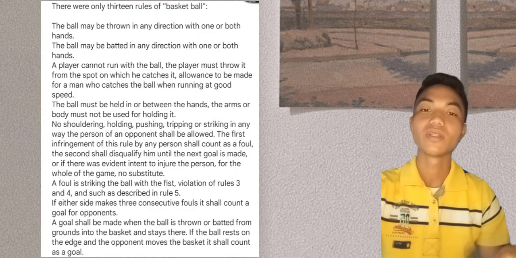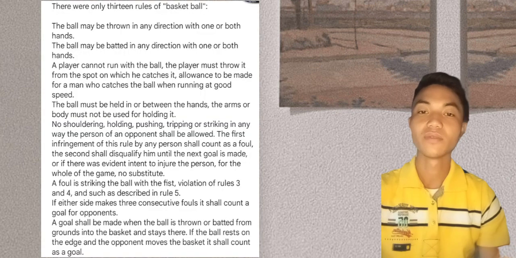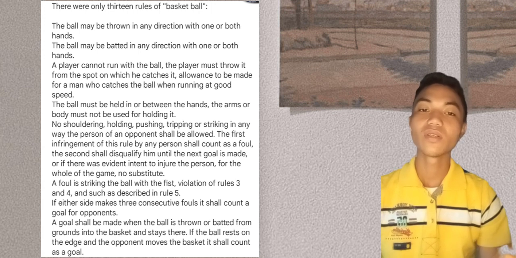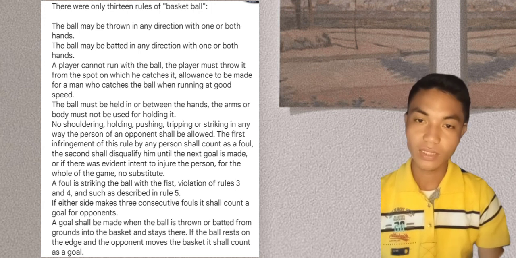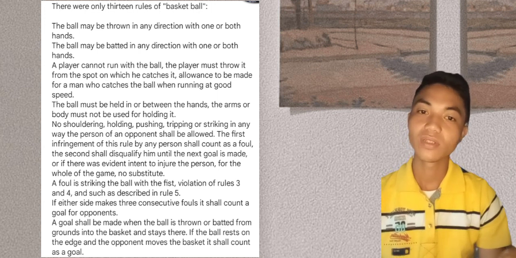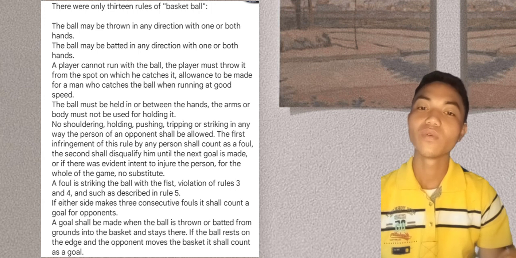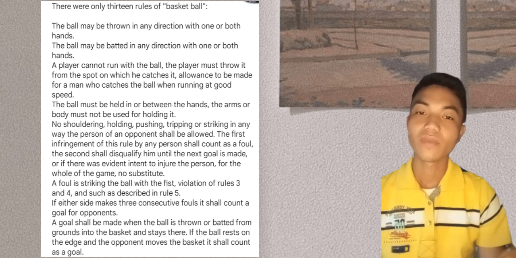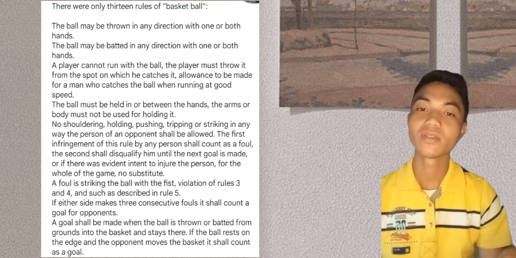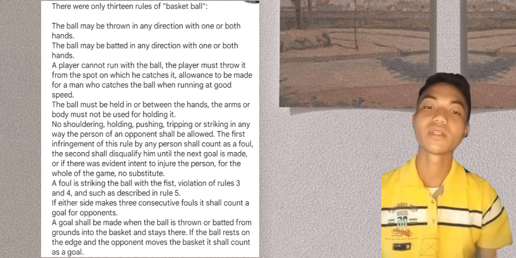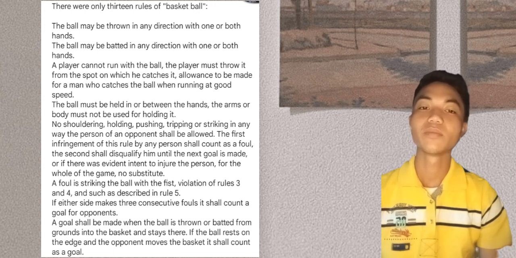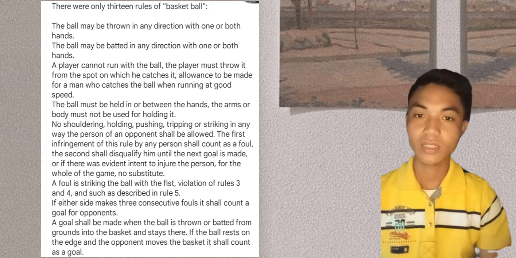And lastly, number 3, the rules of playing basketball. There are only 13 rules of playing basketball. First, the ball may be thrown in any direction with one or both hands. Second, the ball may be batted in any direction with one or both hands. Third, a player cannot run with the ball. The player must throw it from the spot on which he catches it.